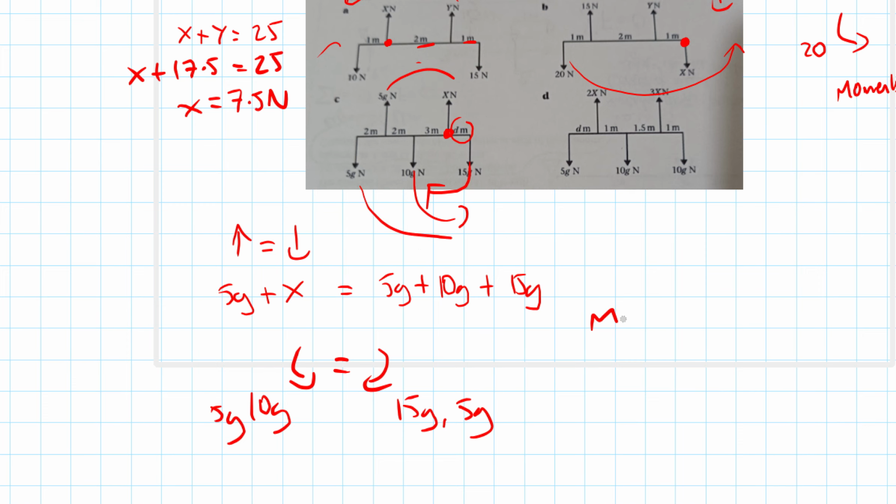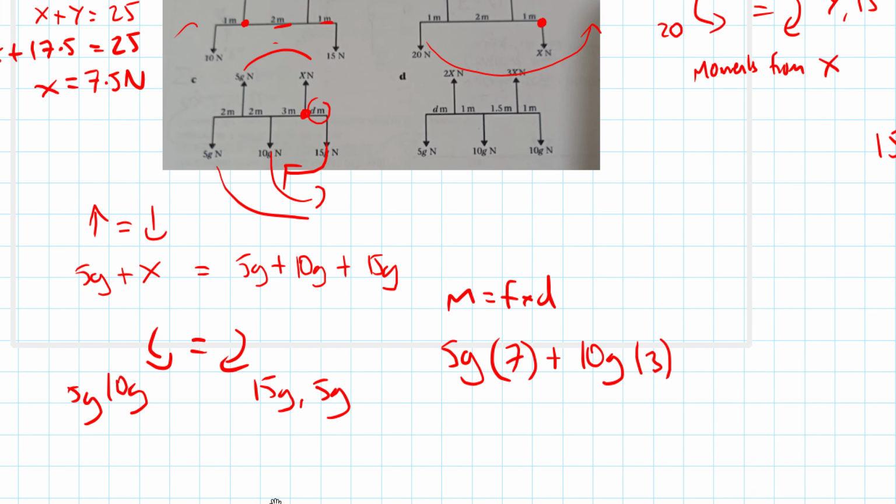So here, moments equals force times distance. So first of all, we start from the 5G at the end. So 5G times, so it's the end 5G, so 3 plus 2 plus 2. So that's going to be 7, plus 10G. Now the 10G is here, so that's only 3 meters away.